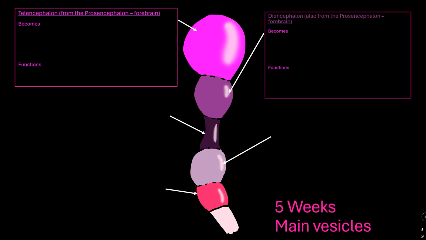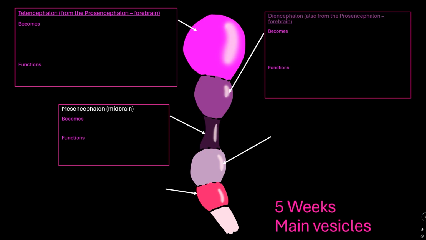The second one down is the diencephalon, and this becomes the thalamus, hypothalamus, and epithalamus, or the pineal gland. The function is that it acts as the sensory relay. It also helps to bring our body back to homeostasis, and regulates hormones, body temperature, hunger, and thirst. So it's a very important part of our neural anatomy.